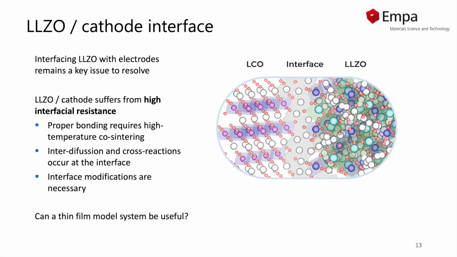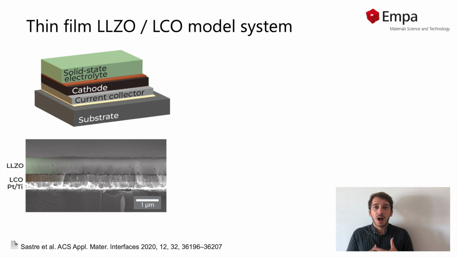Therefore, interface modifications are required to avoid interdiffusion cross reactions and therefore limit or lower the interfacial resistance. Can we use a thin film model system to investigate this interface and come up with better solutions? We prepared a half-cell architecture in thin film form by depositing LCO thin film followed by LLZO thin film. This architecture allows us to easily access the interface to investigate what is occurring during co-sintering.